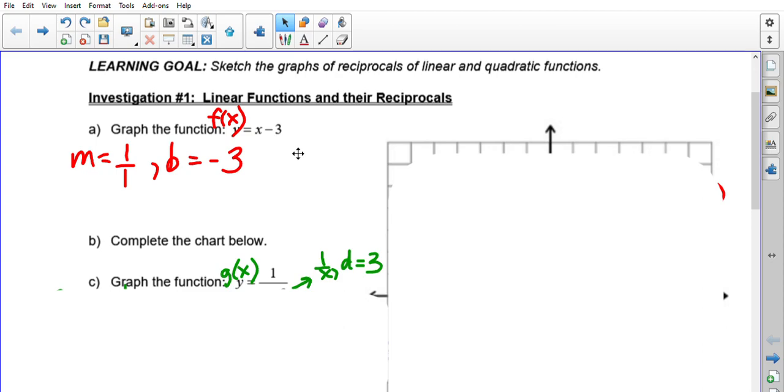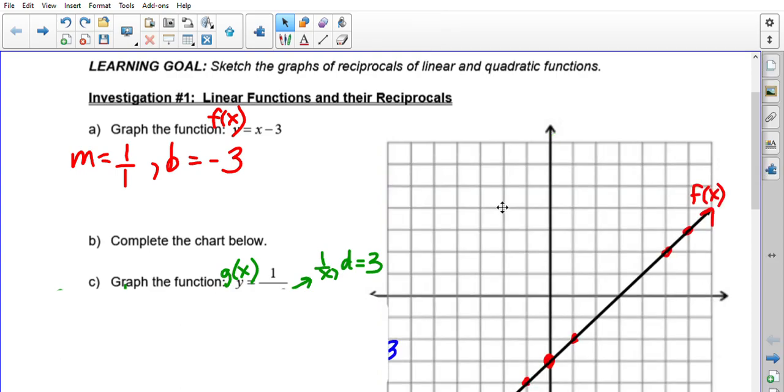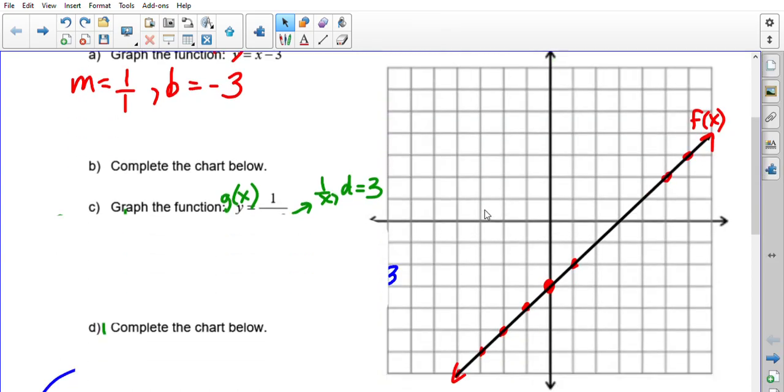Okay, so we're going to go to our graph here. You're going to plot a y-intercept at negative 3 and then use a slope of up 1, right 1. And we should draw something that looks like this. We will have two graphs on this grid, so make sure you're drawing this in two different colors. We are going to draw the linear graph and then the graph of its reciprocal. So draw this and label it f of x with your arrows.